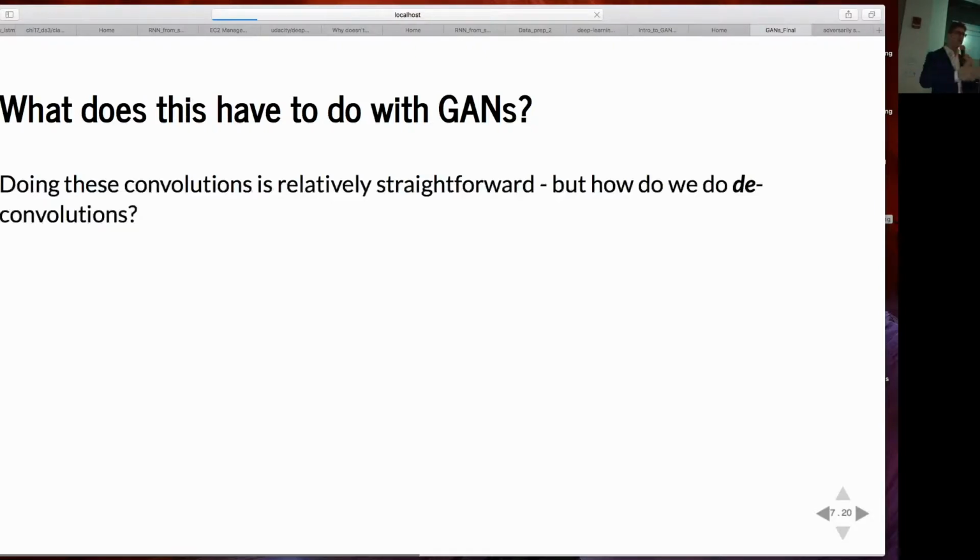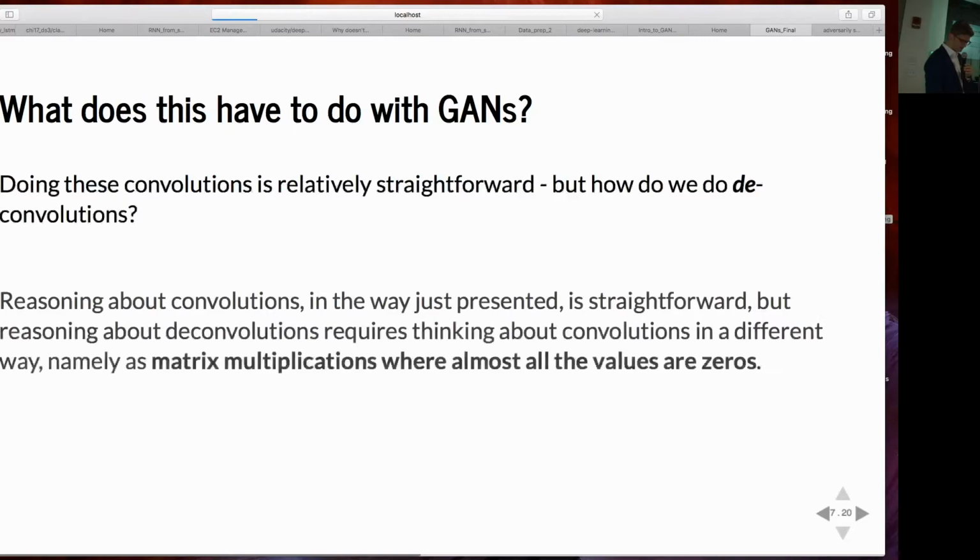The question is, how do we reason in the same way about deconvolutions, if I start with this input, I end up with this output? That concept doesn't seem to make as much intuitive sense. Well, in order to reason about deconvolutions, you actually have to think about convolutions in a different way, and I'll show why this makes sense in a second. You have to think about them as matrix multiplications where most of the values are just 0.